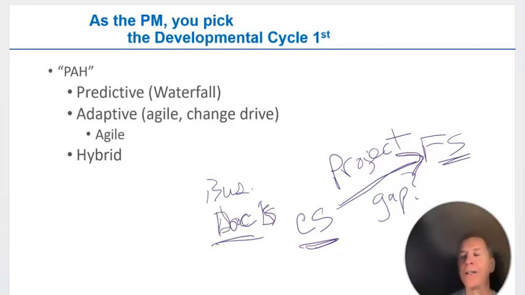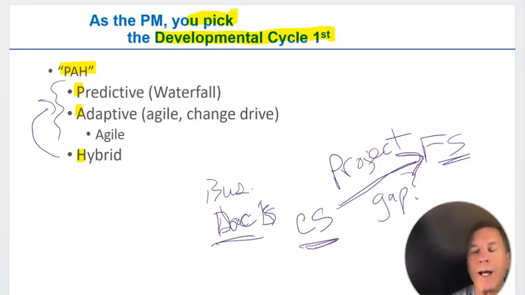One of the other things you're going to do right up front is determine your developmental cycle. I abbreviate it PA. Hey, Pa, right? It's a short phrase for dad. But it stands for, and you won't find it anywhere else but here, predictive project management, adaptive, or a hybrid. Hybrid's easy. That's really just a mix of predictive and adaptive. Adaptive often has similar nicknames, called agile. It's also change driven.